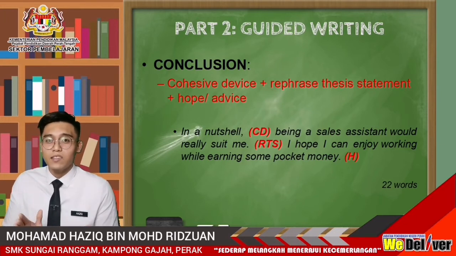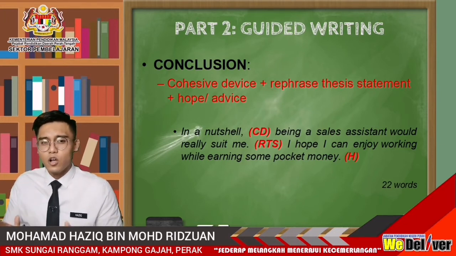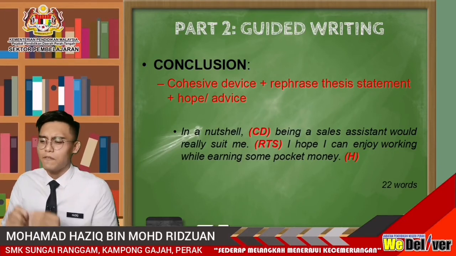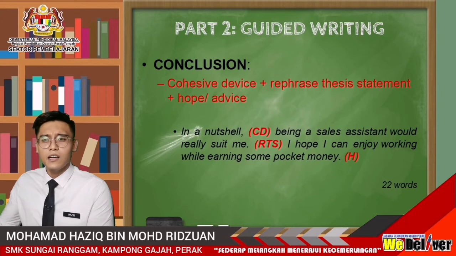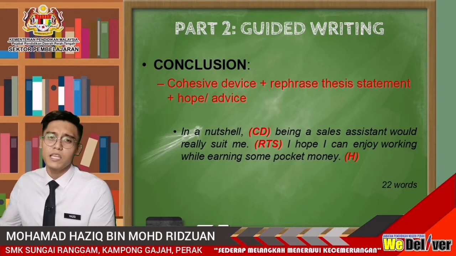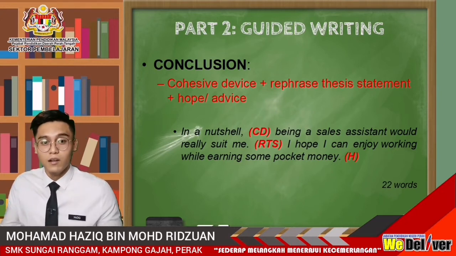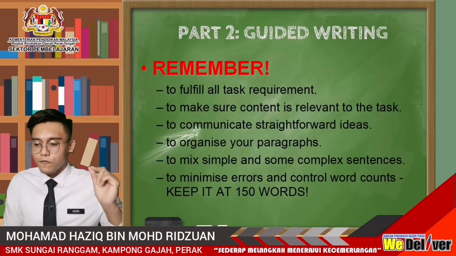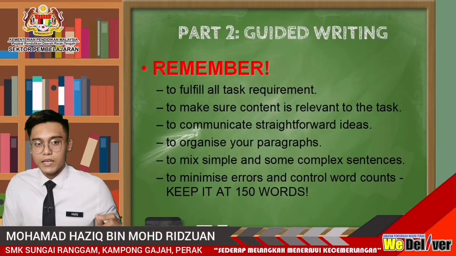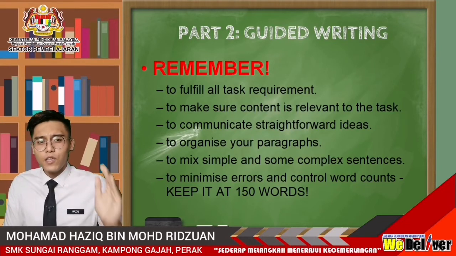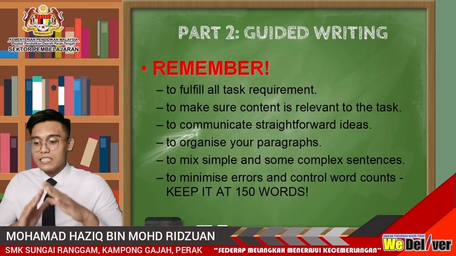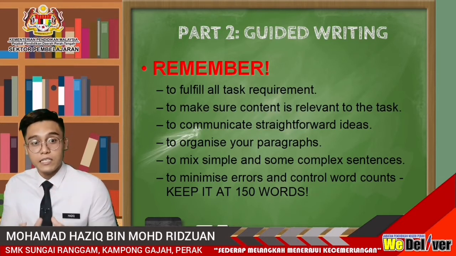It is okay if you exceeded around 4 to 5 words, but try not to exceed more than 5 words from 150, because after that onwards, the sentences or the words will not be included in your content point marks. Right? Remember, okay, fulfill all task requirements. Okay, you have to include everything before you add on your own personal idea or, let's say, additional information. Answer all requirements asked first in the question.